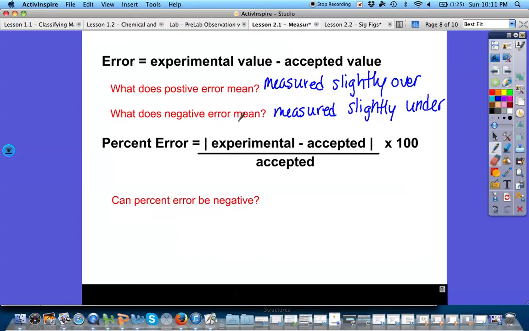For percent error, we're going to use the absolute value bars. And again, take the experimental minus the accepted, but because of those absolute value bars, that'll make it positive, divided by the accepted, and then multiply by 100 to get a percentage. So can percent error be negative? No, because of the absolute value bars.